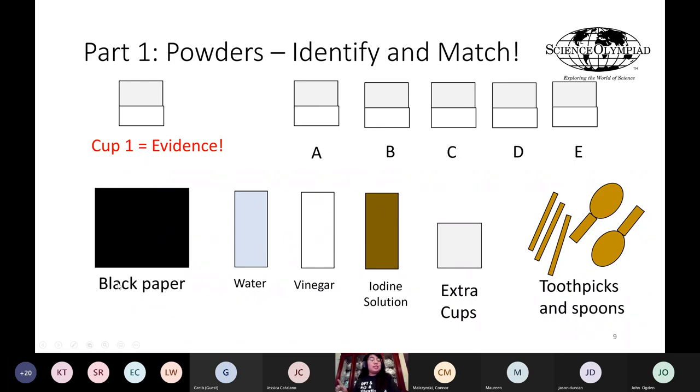And the materials that they'll use to figure out the identity of these powders are the black paper, the water, vinegar, and iodine solution. Extra cups will be provided to them, and toothpicks and spoons will also be provided to them as well. And this is very important because this is a big portion of the event in terms of how many points are allotted to the overall score. So the whole objective is to look at how these powders look, as well as how they react with each of these solutions to figure out the identities.